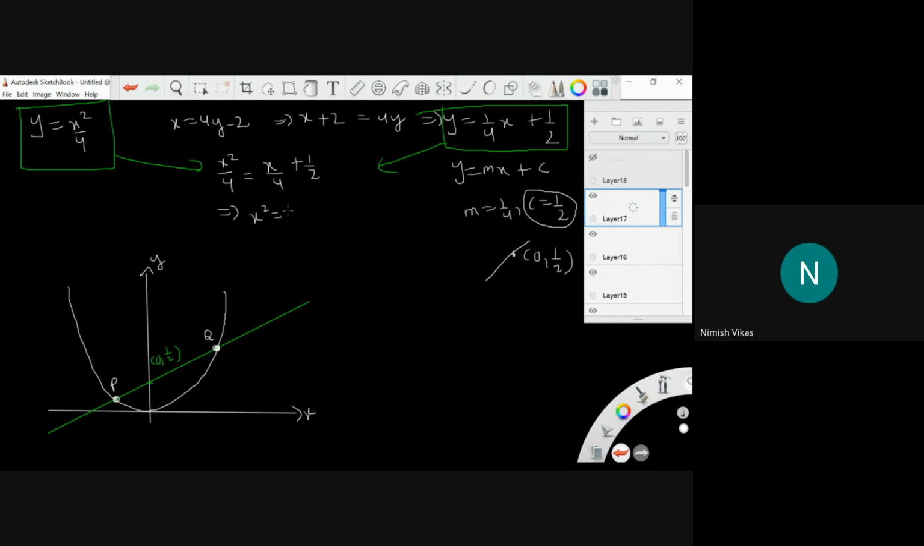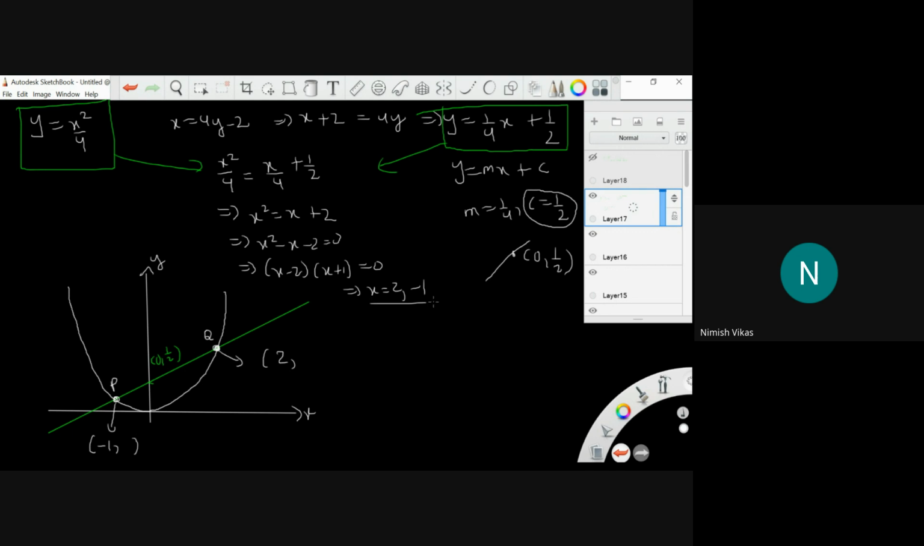So x square is equal to x plus 2. So x square minus x minus 2 is equal to 0. This means x minus 2 into x plus 1 is equal to 0. So x is 2 and minus 1. This is the value of x, the x coordinates, the abscissa of points P and Q. So this point P will be minus 1 comma something. Now what is y we will see. And this is point Q, which is 2 comma.